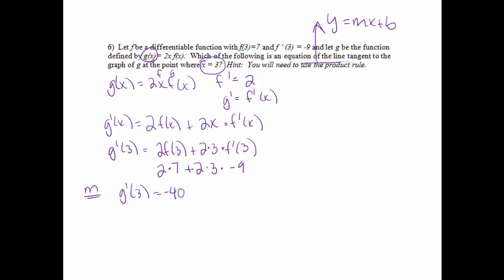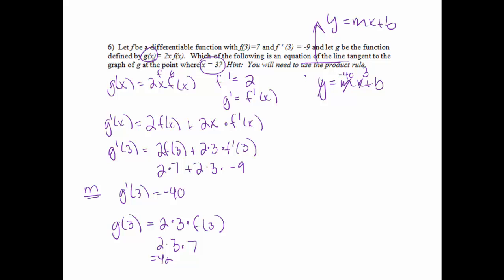All right, so we now have y equals mx plus b. We know that the slope is negative 40. I also know my x value is 3. And my y value, we might be thinking that it's 7, but that's on the f. We need a y value of g, so I need to find g of 3. So I'm going to use that original formula they gave me for g. It would be 2 times 3 times f of 3. So I'm going to have 2 times 3, f of 3 again was 7. So g of 3 is equal to 42. So my y value is 42.